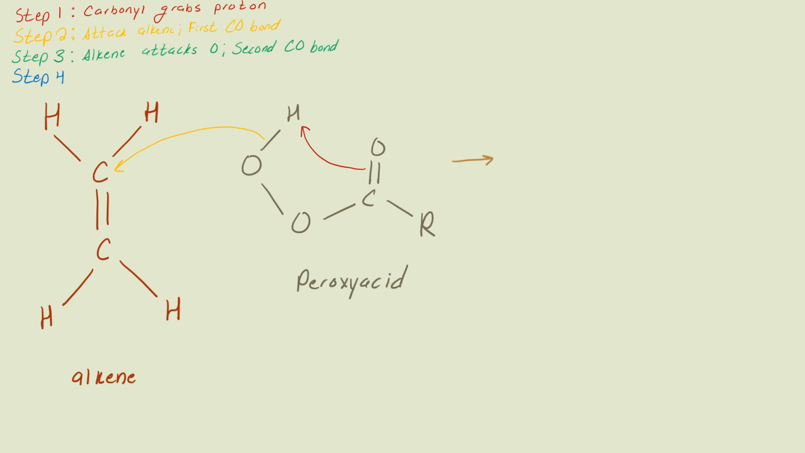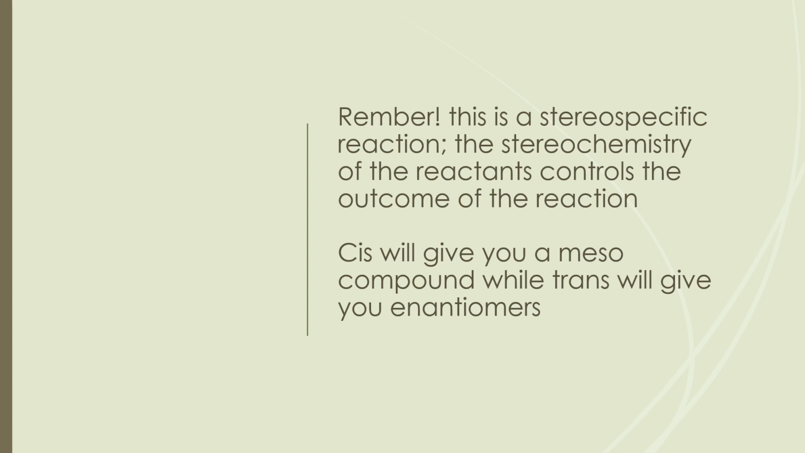Next, the alkene is going to attack the oxygen to make this second CO bond. This will cause this bond over here to break off, giving you this product. Remember that this is a stereospecific reaction, so it's important to pay attention to the stereochemistry of the original reactants. If you have this cis alkene, it will make you draw the end product like this. But if you have a trans alkene, you'll have to draw the product like this.